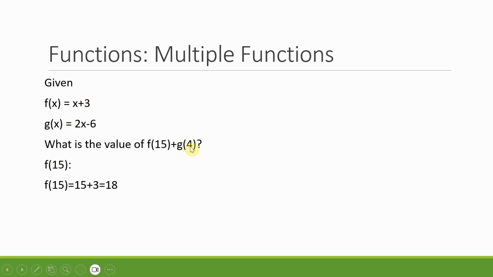Now let's go get the g of 4. So we'll go to g, and we'll plug in a 4. So 2 times 4 minus 6, so that's 8 minus 6 is 2. So now I have f of 15 is 18, g of 4 is 2. I can now add the 2. 18 plus 2 is 20. That would be my answer.